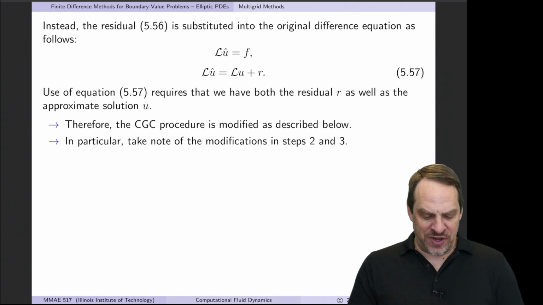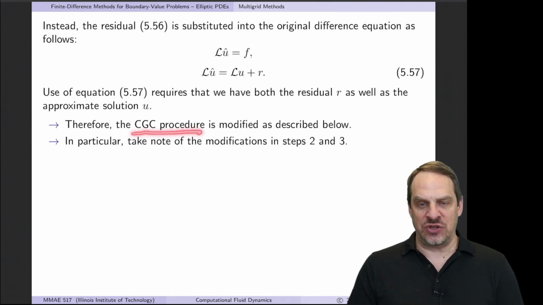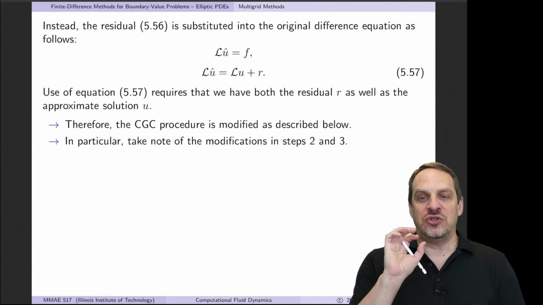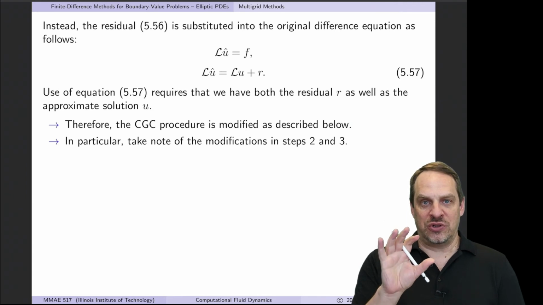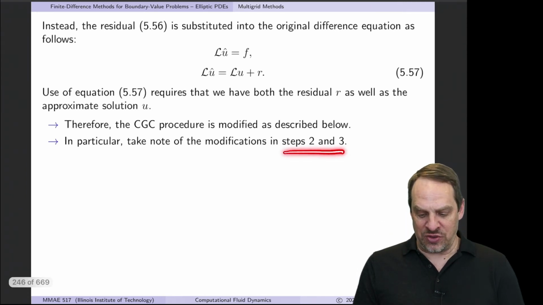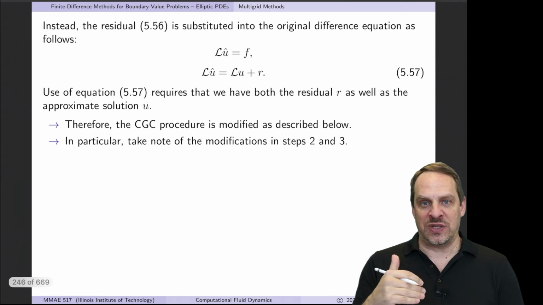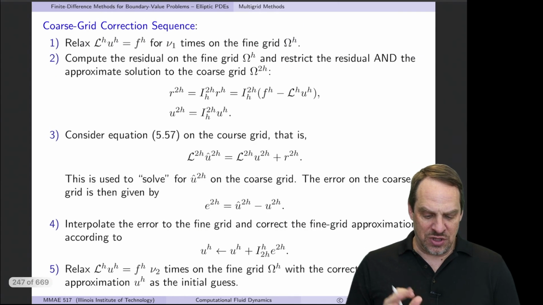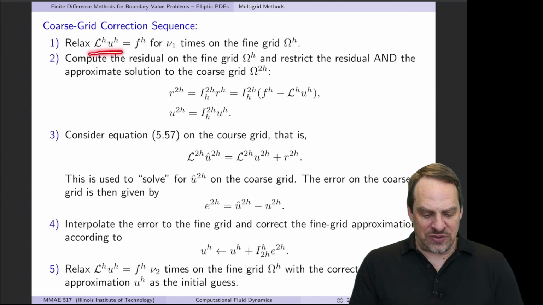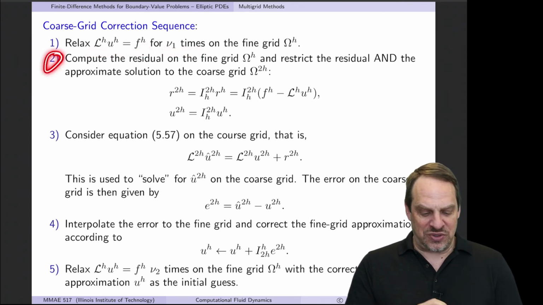So we're going to modify that coarse grid correction procedure that we had before. It's generally speaking the same coarse grid correction scheme. However, the second and third steps have to be modified slightly because of this change. All right, so here it is. The first step is exactly the same. We relax on the original difference equation, LU is equal to F, a certain number of times on the finest grid. The second step is now slightly different.